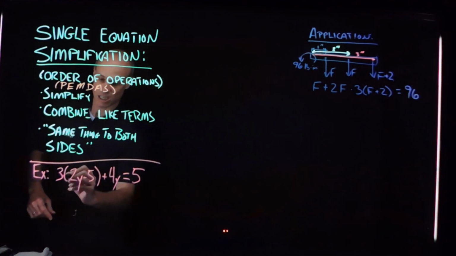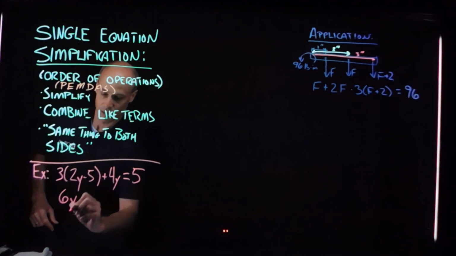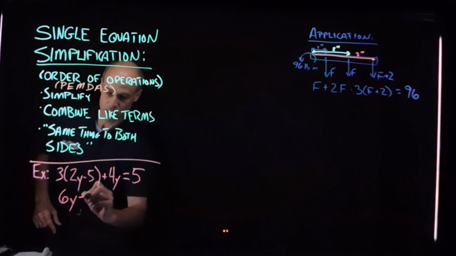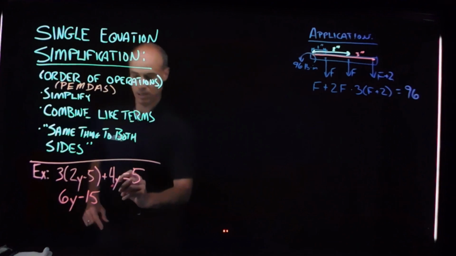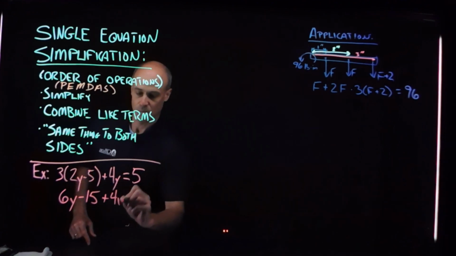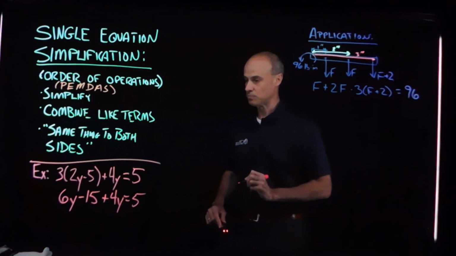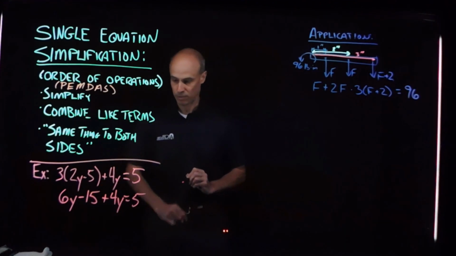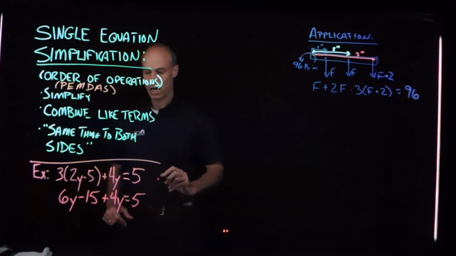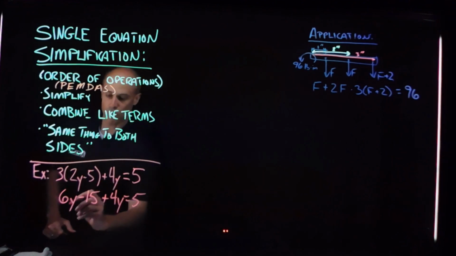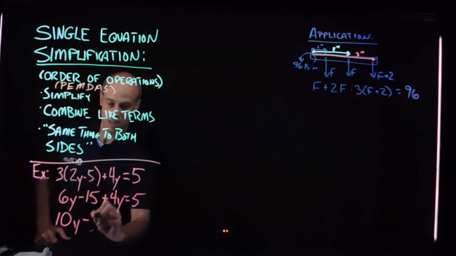So I'm going to take 3 times 2y, and then 3 times minus 5, plus 4y is equal to 5. So I got rid of the parentheses there by using the distributive property. Then I'm going to take this and I'm going to combine my like terms. So I have 6y plus 4y gives me 10y.